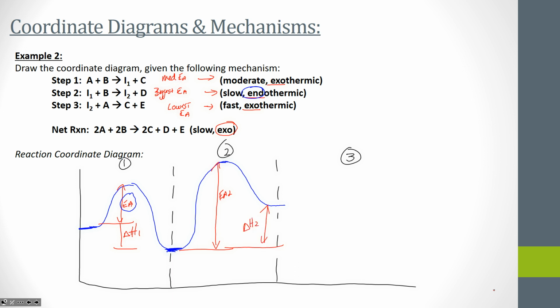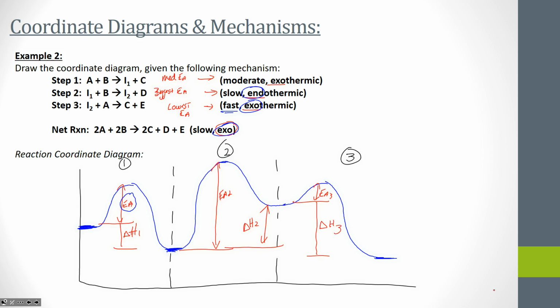Now my third step is fast, so it needs to have a really small hill. So I'm going to draw just a little hill there. That looks like it'd be really fast. And then the delta H has to be exo, and the whole reaction has to be exo. So I'm going to bring this down, and I started here, I've got to end below that. So I'm going to end it way down here. So it'll look like this. So here's my EA3 and my delta H3.